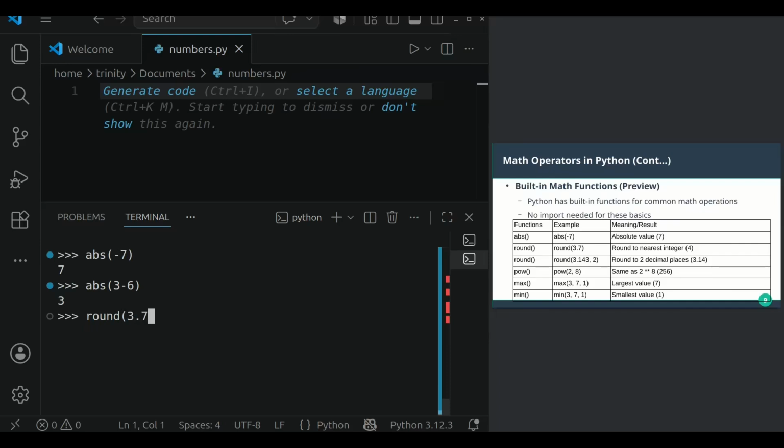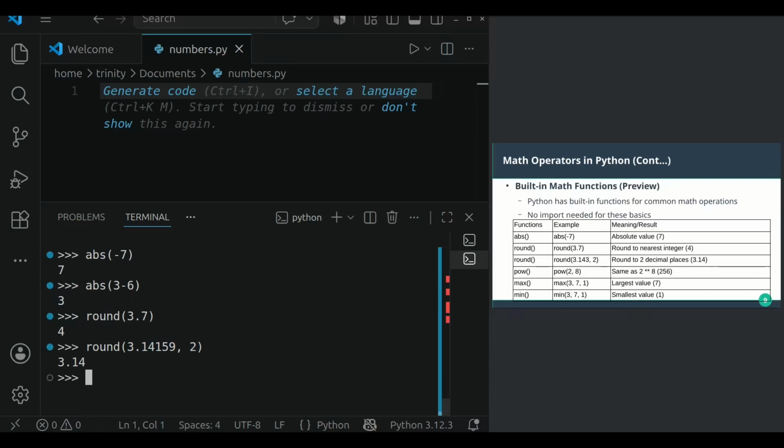If I pass 3.7, it's going to be 4, rounding 3.7 to the nearest integer, which is 4. I can equally pass a floating number, 3.14159, and then I can pass in an additional argument which is going to specify the precision I want it rounded to. So I can pass 2. It means that I need this number to be rounded to 2 decimal places. So this 2 here specifies that. So this is going to be 3.14.